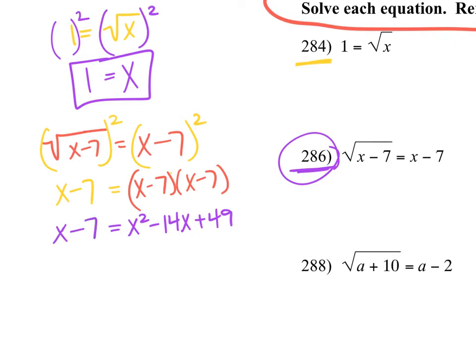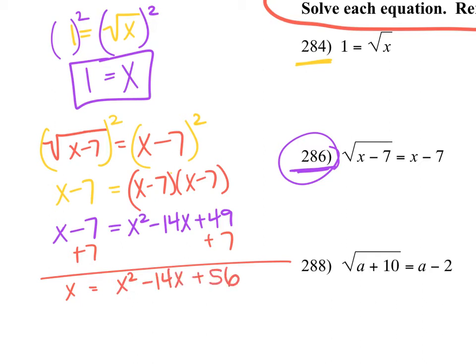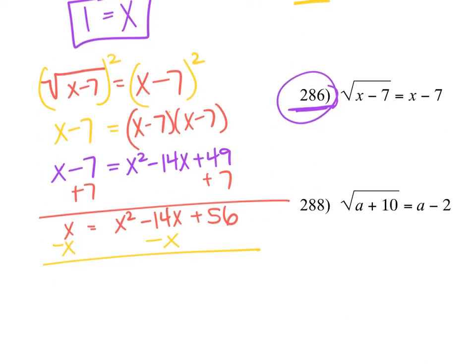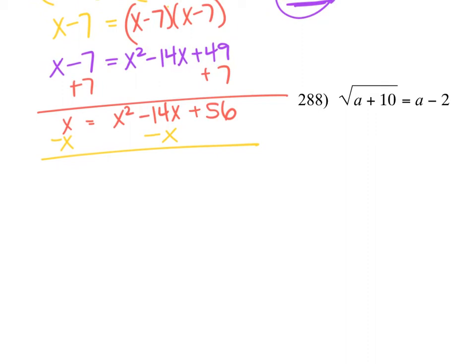Now what you want to do is make sure you get 0 on one side. So I'm going to add 7 to both sides. And I get x squared minus 14x plus 56. And I'm actually going to subtract my x from both sides. Move this up so you can see. And I get 0 equals x squared minus 15x plus 56.